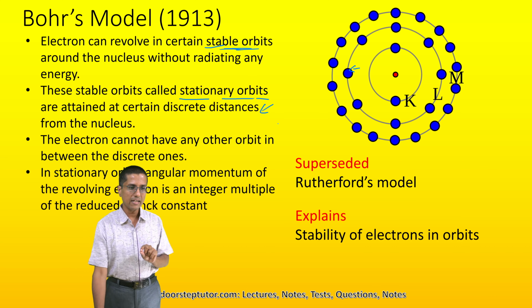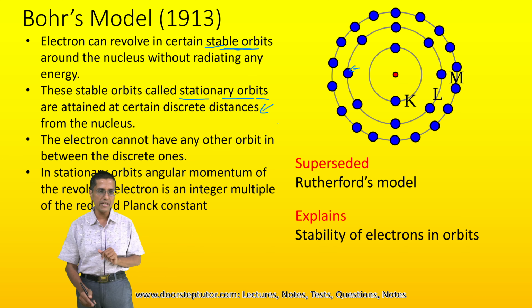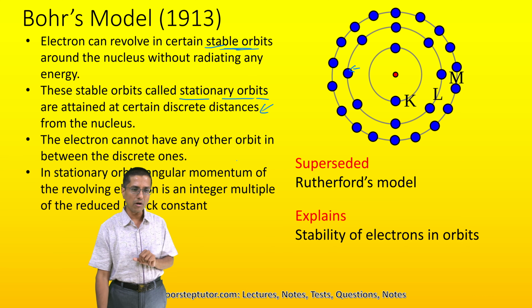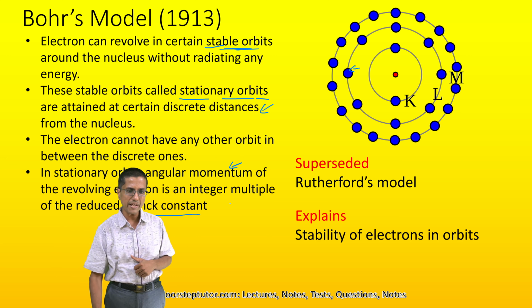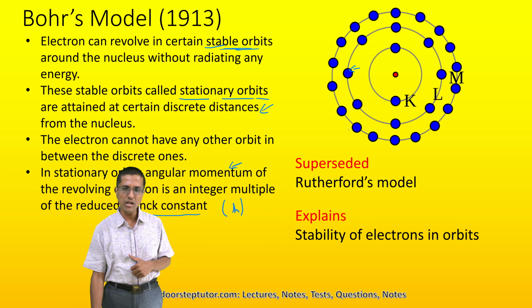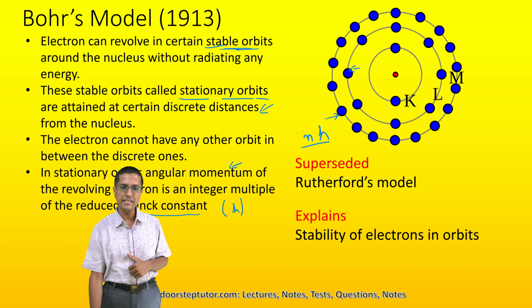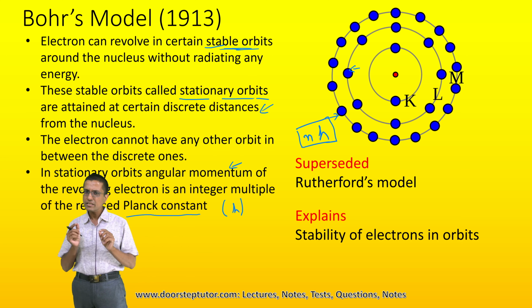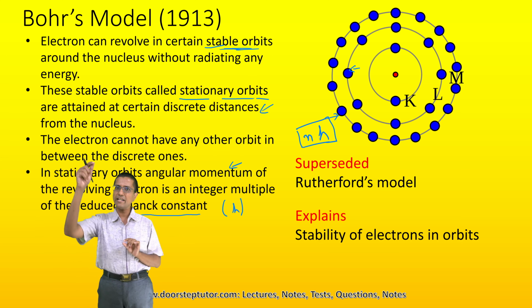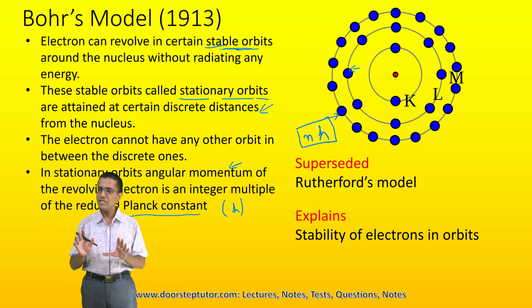Okay, the stationary orbits have a special property that the angular momentum of the electron is an integral multiple of Planck's constant. So Planck's constant is just a constant, and integral multiple of Planck's constant means n into h. Planck's constant is denoted by h. So the angular momentum of these electrons is equal to nh. Okay, so this is the special property of this stationary orbit. Now let's just understand it from a slightly different angle.